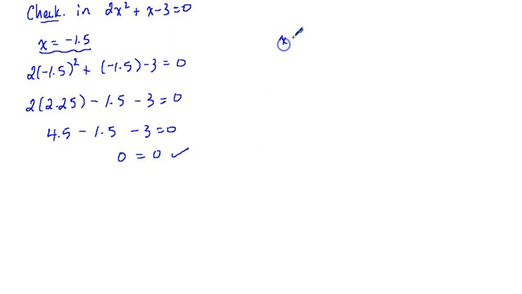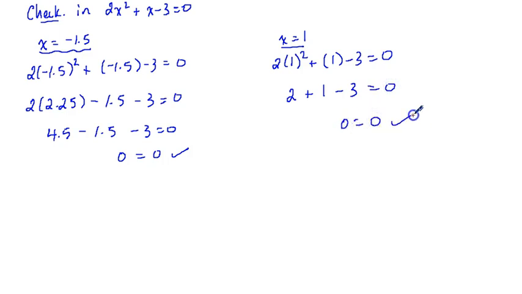The other one, x equals 1. 2 times 1 squared plus 1 minus 3. Does that equal 0? We've got 2 times 1 squared. Well, 1 squared is 1 times 2 is 2. So we've got 2 plus 1 minus 3 equals 0. 0 equals 0. Always a good idea to check your roots when solving by graphing because graphing is so difficult to do accurately.